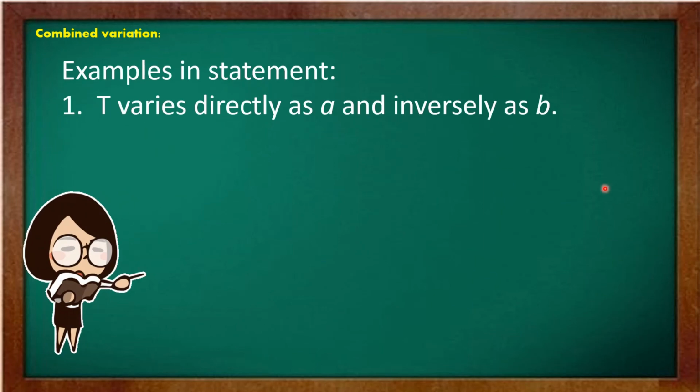So example in statement. T varies directly as A and inversely as B. How can we write that in equation? So T is equal to direct as A, so KA, and inversely as B, so over B. T is equal to KA over B. Okay.